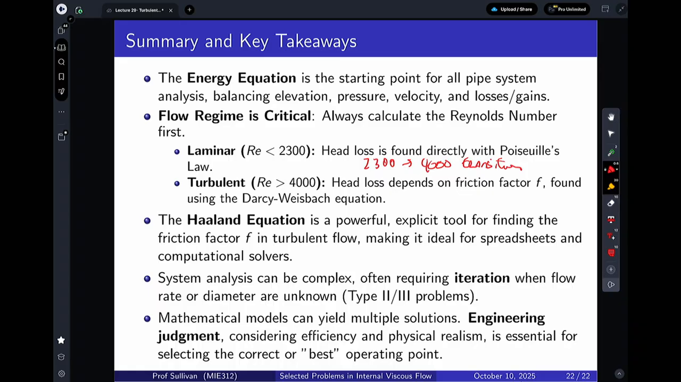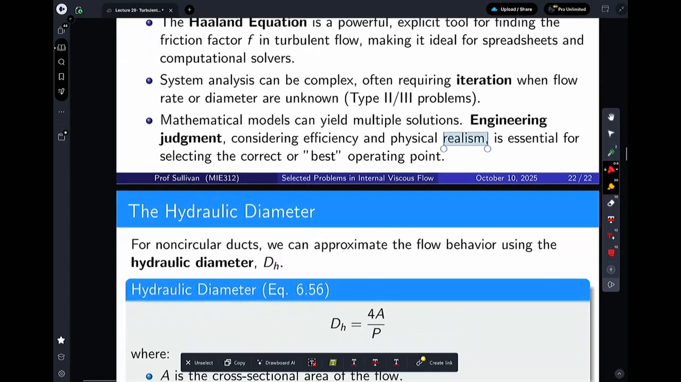With type 2 and type 3 problems, you have a lot of iteration where you go back and forth until you have a solution. And sometimes you end up in weird cases where you have to consider what's happening, say, with a Q squared or something of that nature. And finally, we get a lot of solutions to the equations, and really your job as engineers is to consider the efficiency and the realism and find the best operating point.